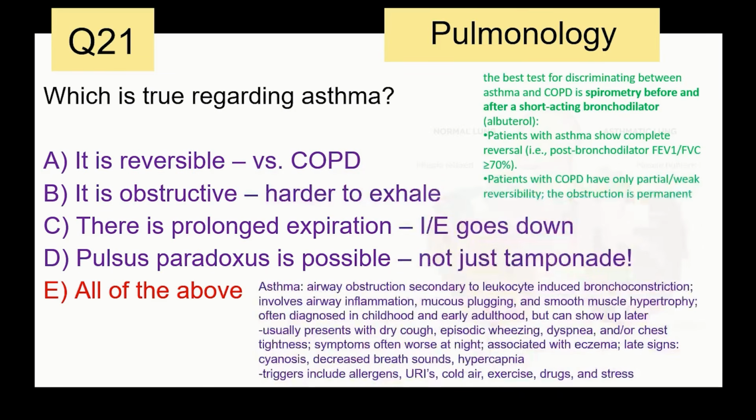Exhalation is the problem. There is prolonged expiration, and I over E goes down, meaning it's harder to get air out. So expiratory phase goes up, I over E goes down, and pulsus paradoxus is possible, not just in cardiac tamponade. And you can take a look at the notes that I wrote on this page over here.